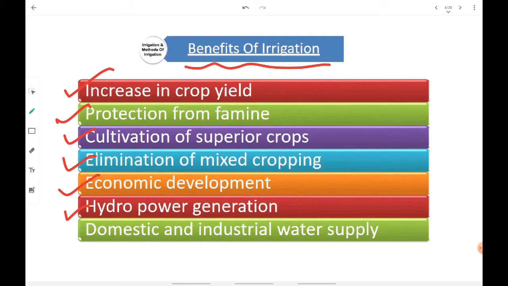Okay, then domestic and industrial water supply. Now see, when irrigation is there, when dam is there, when a good network of canals is there, it will not be limited for farming, it will not be limited for agriculture purposes, it will have its due benefits for domestic and industrial water supply as well. Therefore this is another added benefit of irrigation. Okay, this hydropower generation and domestic and industrial water supply are the added benefits, the extra benefits of irrigation, indirect benefits of irrigation.